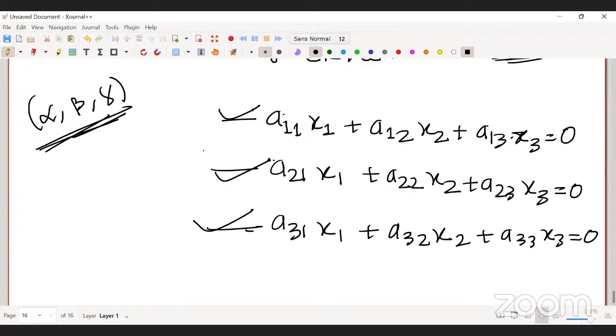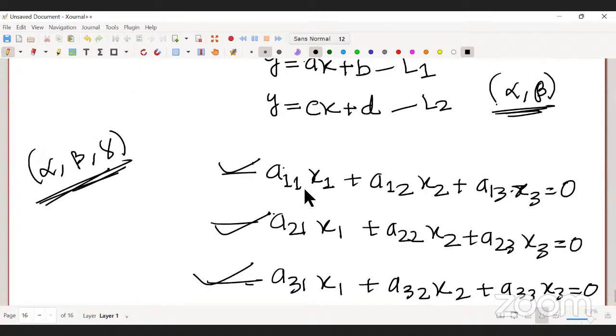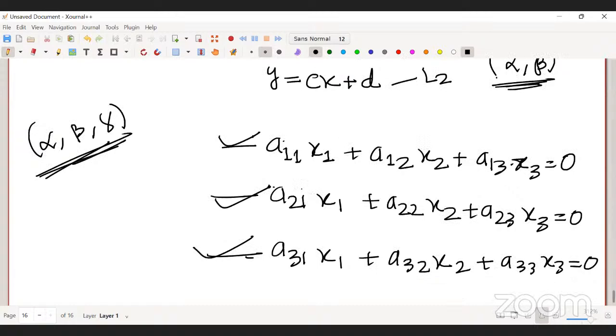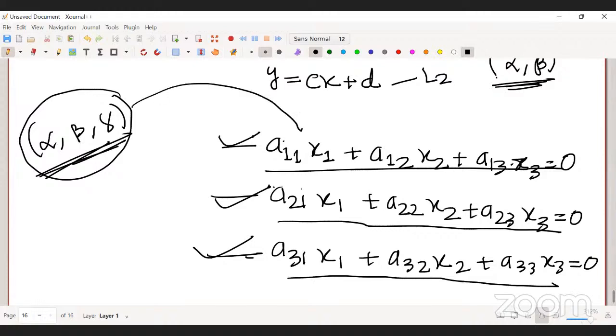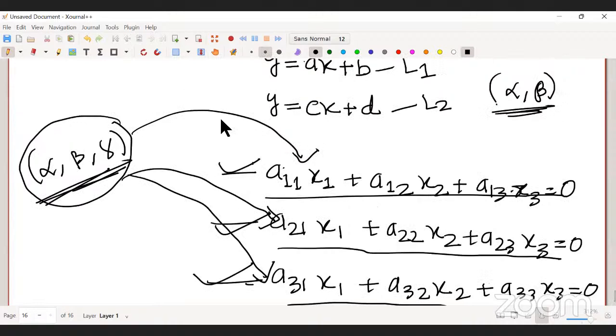So in the given question, this equation represents a plane. This equation also represents a plane. That means if alpha, beta, gamma is a solution to this system, then alpha, beta, gamma is in this plane, also in this plane, and also in this plane. That means alpha, beta, gamma is basically the intersection of all these three planes. That is what it's saying. Okay, fine. Any other questions, or shall I move on?